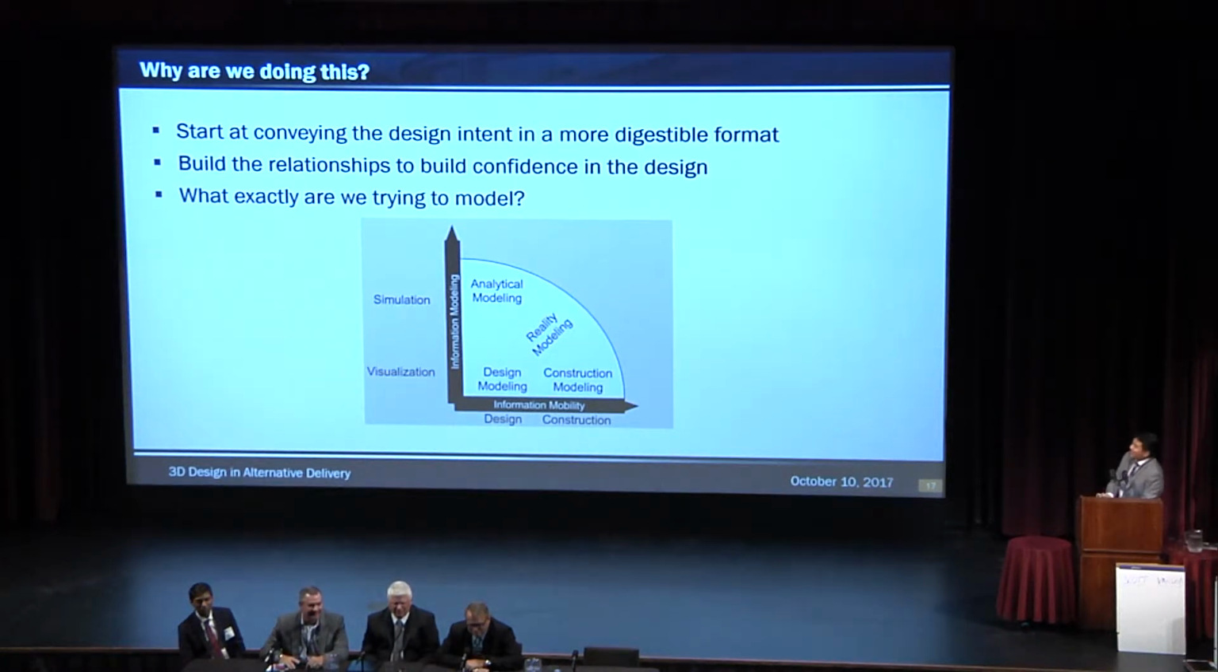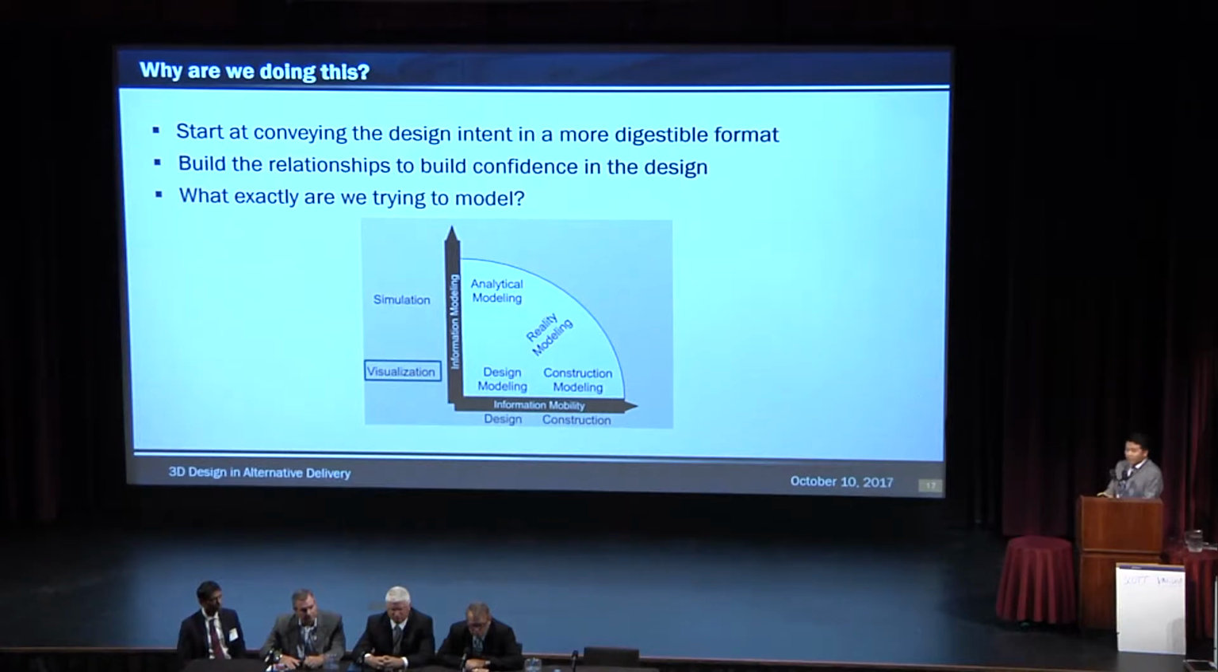So why are we doing this? Okay, we want to convey the design intent. And as you saw in the previous example with the two projects, the schematic and the design, we can push out a lot more information in a more digestible format. These are design models, so this is exactly how it's going to look. This isn't an artist's interpretation. We want to build relationships to build confidence in the design. So we want to build relationships between all the different elements in the model. The horizontal geometry, the vertical geometry, all of its cross-sections, they don't exist as separate entities, they're all tied together.